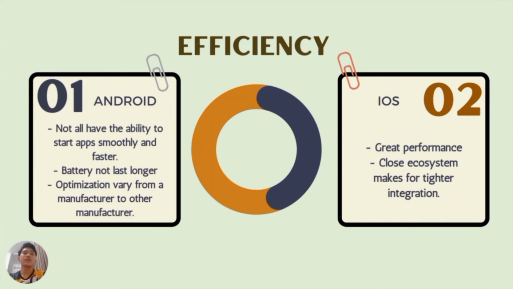For example, not all Android phones can launch software or applications smoothly and fast. On average, battery management also does not last longer than iOS. Moreover, Android optimization varies from one manufacturer to another, which may cause differences in the efficiency that Android provides. Compared to this, iPhones nearly always have a faster processor and greater performance. Even iPhones from 2 years ago outperformed the most recent Android handset in terms of sheer performance.